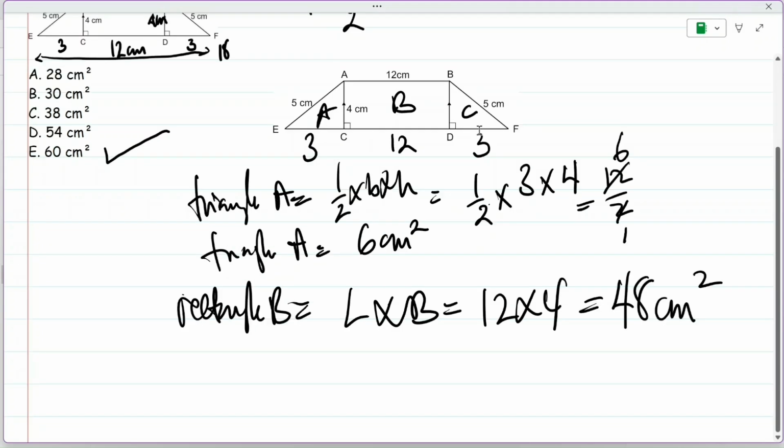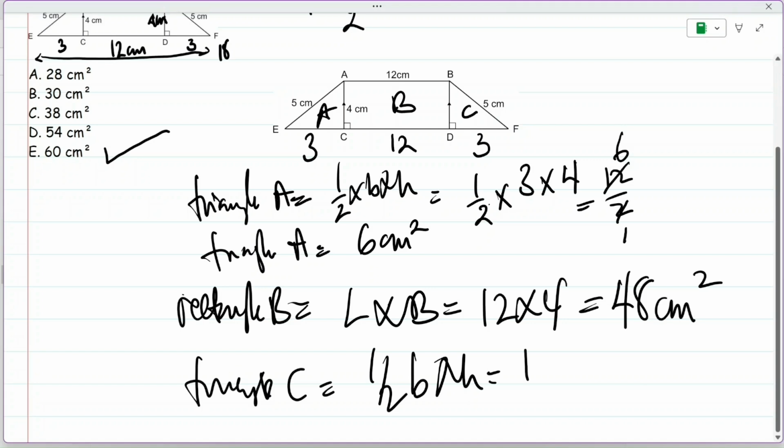The third shape is also a triangle like A, and note it's the same thing. They both have the base of 3 and the height of 4. So we can say triangle C is half base times height. Half, your base is 3 times your height is 4. In this case, let's just say 2 into 2, 2 in 4 is 2. We're now left with 3 times 2, that's 6 centimeters square.